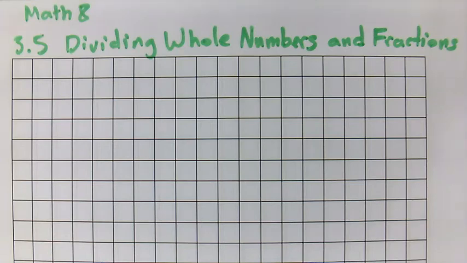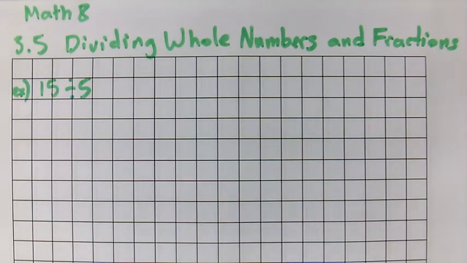Hello Math 8, this is lesson 3.5, the second half of Unit 3. It's dividing whole numbers and fractions. So in the past, we would have done some simpler math than what we'll do today.